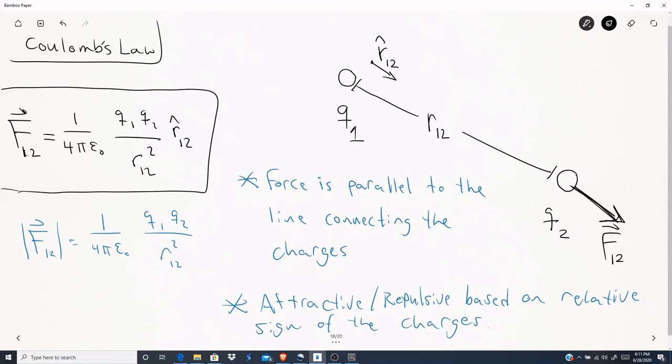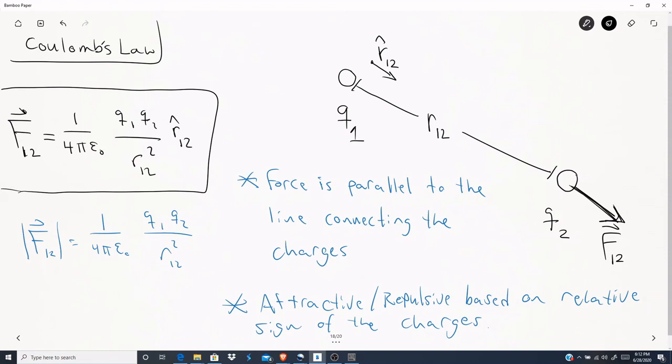The force is inversely proportional to the square of the distance between the charges. So here we have R12. R12 literally just is the distance between these two charges. So that means that if I double the distance between the charges, the force will be divided by a factor of 4.